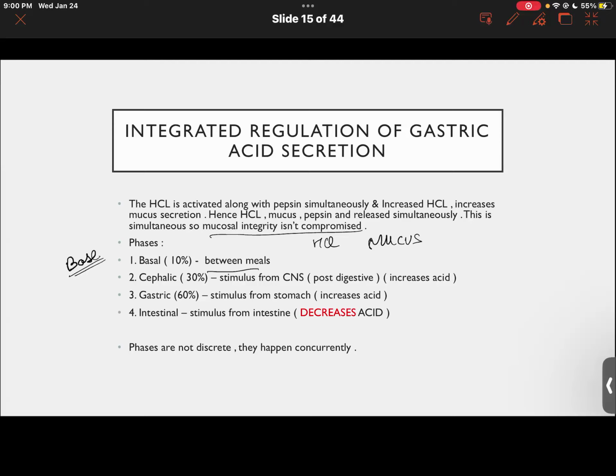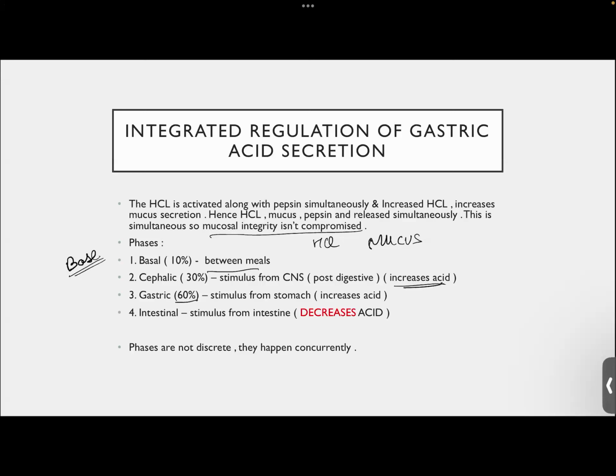30% of the time. This is a stimulus from the central nervous system, and this happens after we digest the food or during we're digesting the food. So that's cephalic phase, and this increases the acid. We'll learn how it increases the acid in a second, but for now, just know that it increases the acid. Then we have the gastric phase, which is 60%. And this is stimulus from the stomach, and it also increases acid. So cephalic is stimulus from the central nervous system. Gastric is from the stomach, you can tell by the name. And intestinal is from the intestine. And intestinal decreases acid. This is the only one that decreases acid.